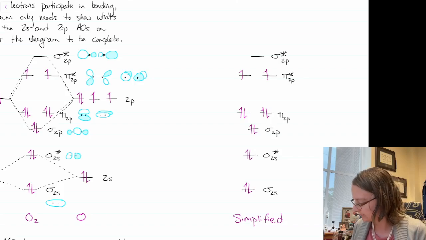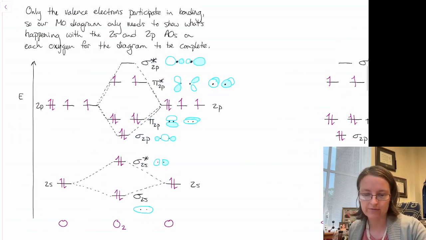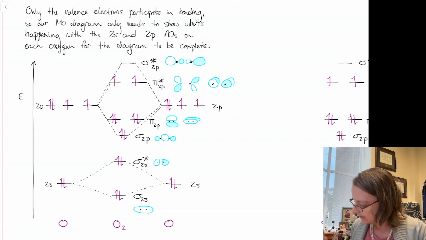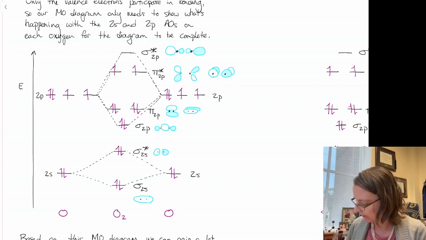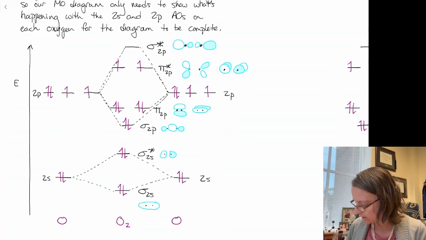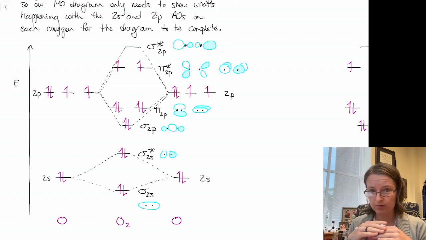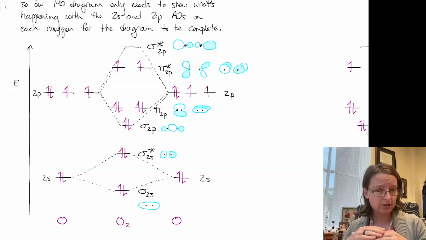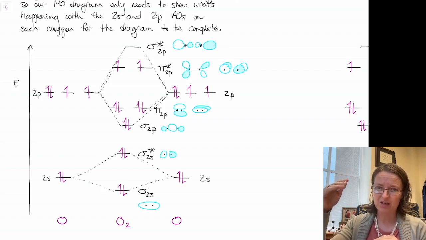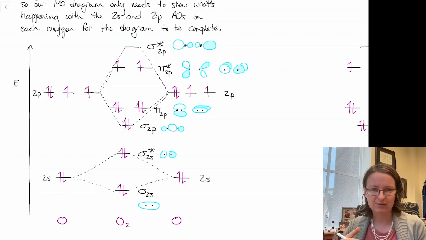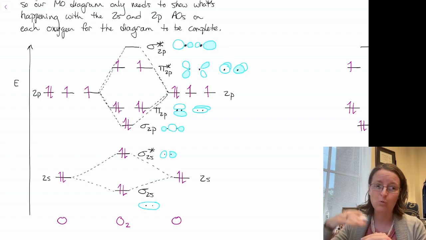Another feature of MO diagrams that I want to point out is that whenever you have a bonding and an antibonding pair, you'll notice that compared to the atomic orbitals, the bonding orbitals are always more stable than the original atomic orbitals. The antibonding orbitals are less stable. But the effect for the antibonding orbitals is always way more dramatic. And so those antibonding orbitals are way destabilized, whereas the bonding orbitals are just a little bit stabilized.